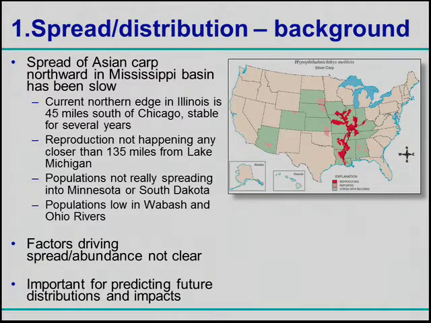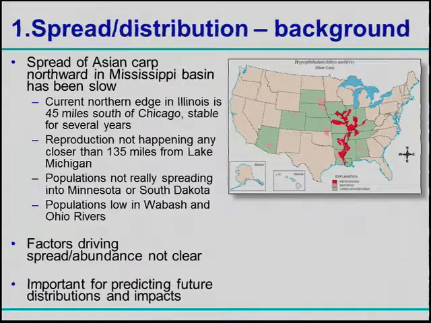As I've said, they escaped out of Arkansas in the 80s or so. They really haven't moved north to South Dakota or Minnesota. They're not really showing up there. They haven't really moved into the Missouri, the Wabash, or the Ohio. They like the Illinois River. They're really dense in the Illinois River, but populations are really low in the Wabash, the Ohio, and these kinds of areas. They really don't seem to be advancing too far north.